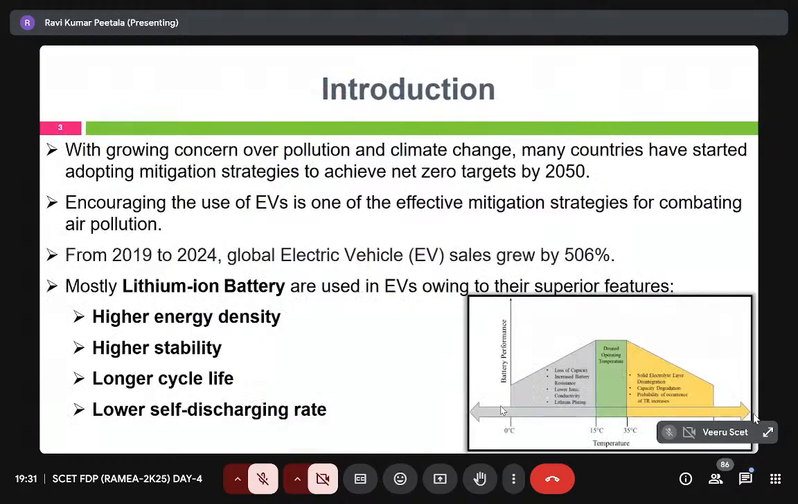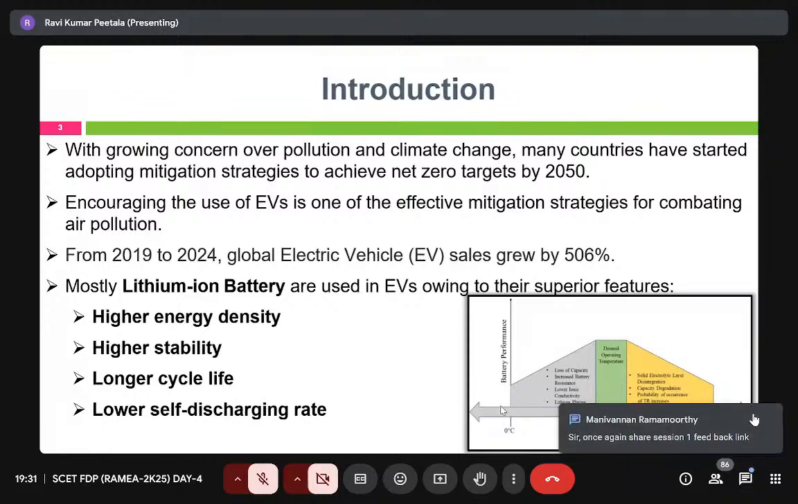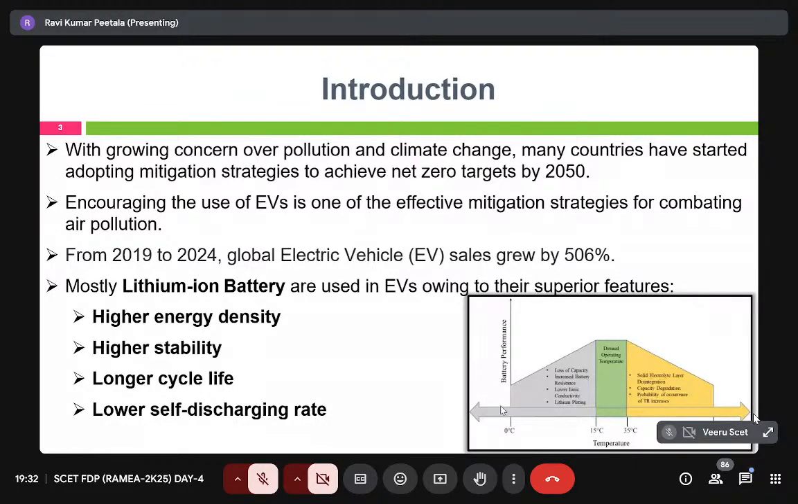As you know, pollution is drastically increasing, and climate changes are observed. Temperatures are shooting up to 40, 45 degrees. So many countries have started adopting mitigation strategies to achieve zero pollution by 2050. Encouraging the use of EVs is one of the effective mitigation strategies for combating air pollution.